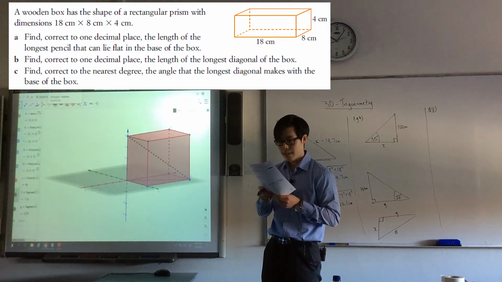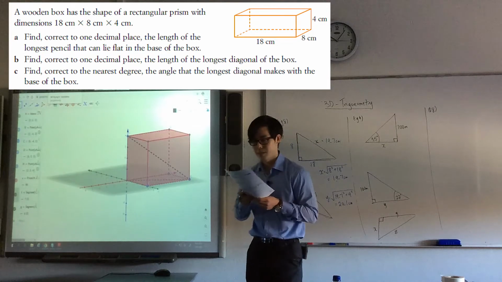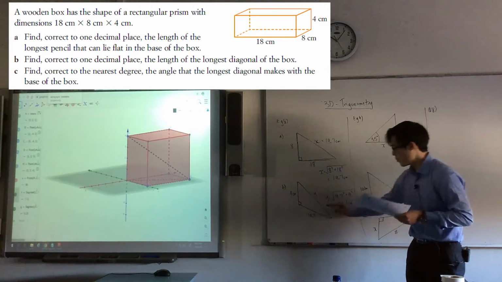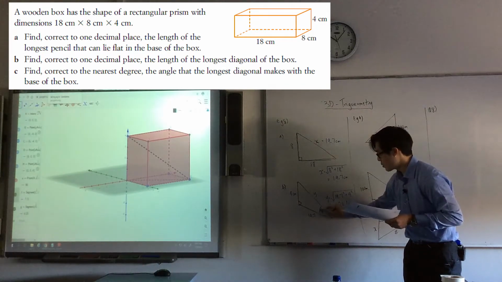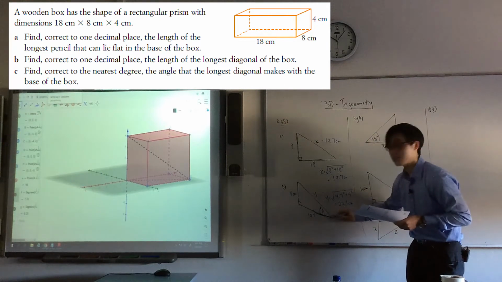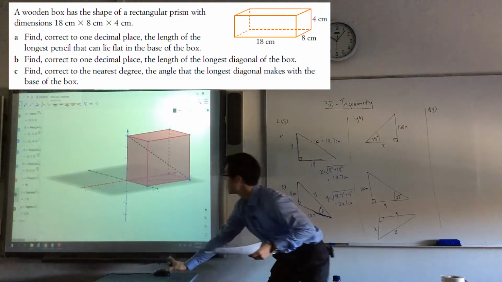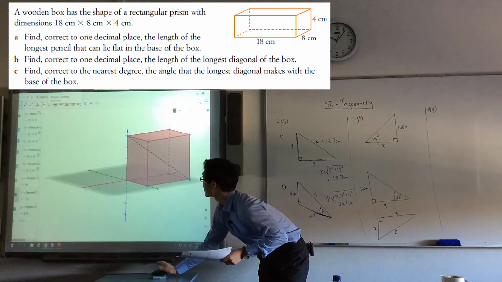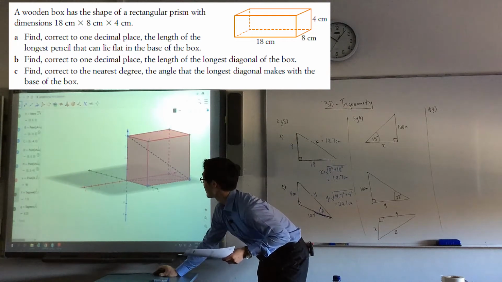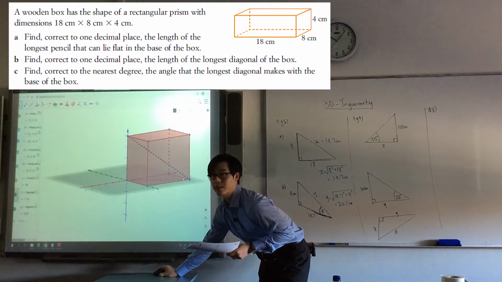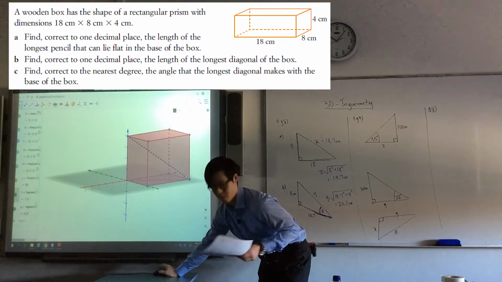Now, next question. Find, correct to the nearest degree, the angle that the longest diagonal makes with the base of the box. What they're asking for in this case is that angle there, because this is the angle it makes with the base of the box. That's the longest diagonal which we just found, and that angle in between the two is the angle that it makes with the base of the box. Does that make sense?